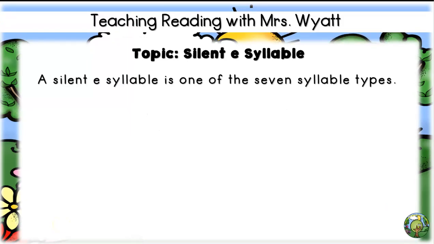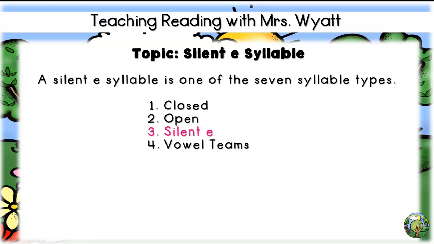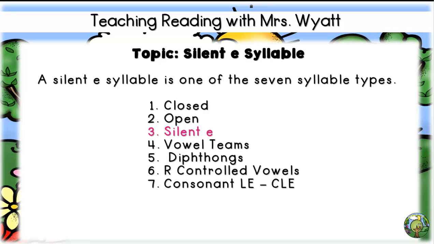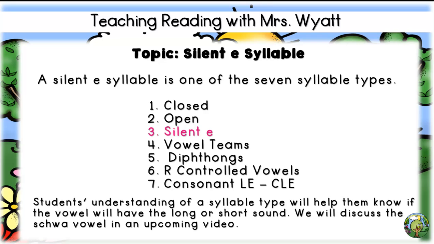So a silent E syllable is one of the 7 syllable types. You have closed syllables, open syllables, the silent E syllable, vowel teams, diphthongs, R-control vowels, and the consonant LE. Students' understanding of a syllable type will help them know if the vowel is going to be long or short in a word. And it can also be the schwa vowel sound, and that's going to be in another upcoming video.